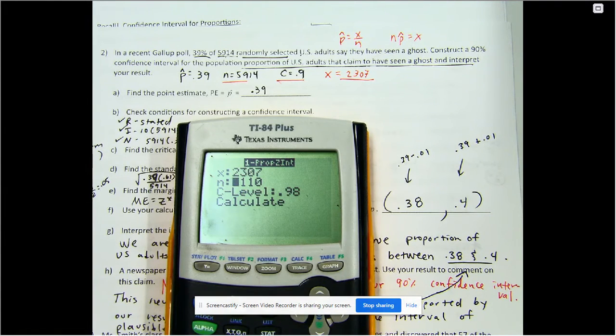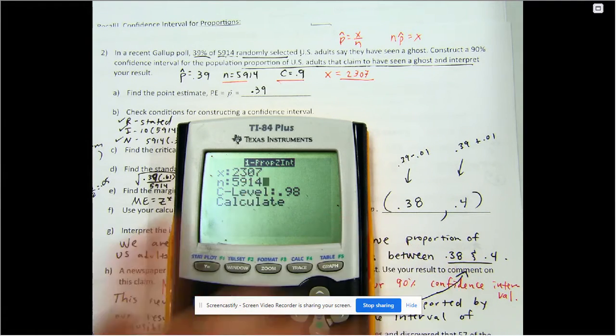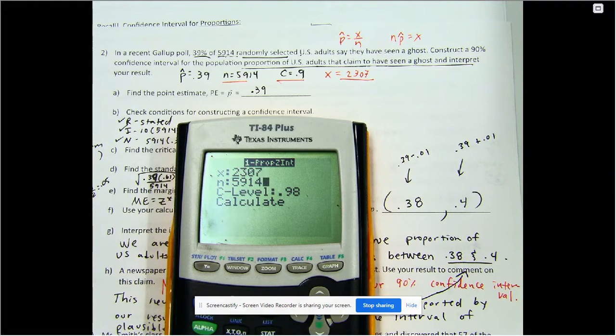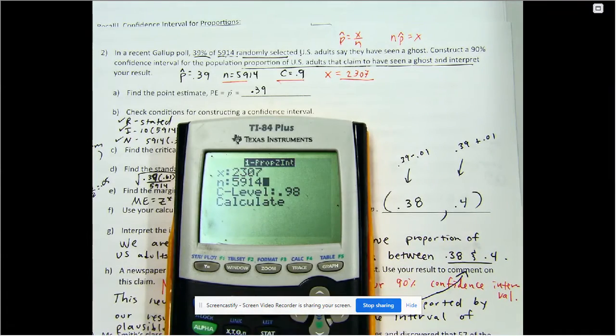2,307. N is 5914. It's kind of nice that I made that mistake. Be careful there. If your N is bigger than X, like you just put them in the wrong spot, again, it'll give you an error message, because can you really choose 5,914 of 2,307? No, that doesn't make sense. So if you get them flipped, it'll give you an error message.